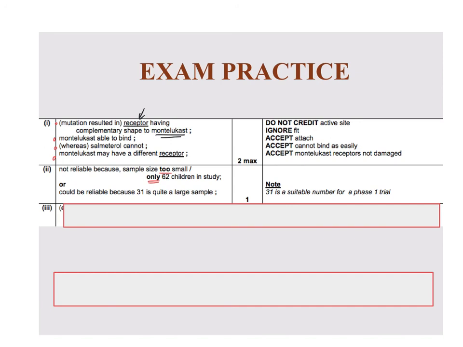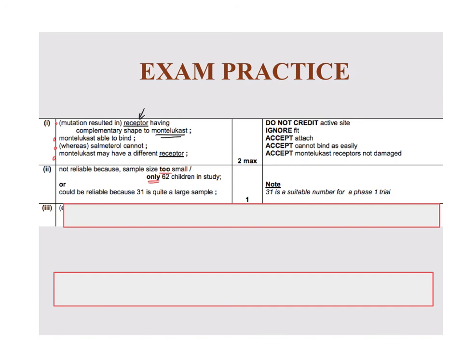The idea is that it has to be comparative. So just saying that the sample size is small, well, yes, it is, but it's too small for the results to be reliable. It's not that there's 62 children, it's that there is only 62 children there. Again, it's implying that it's too small to be useful.